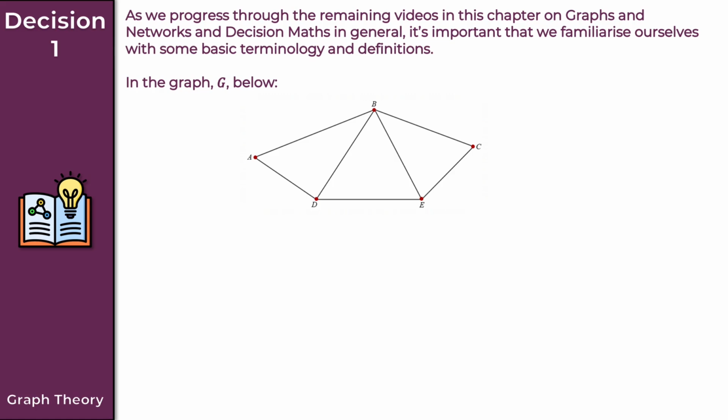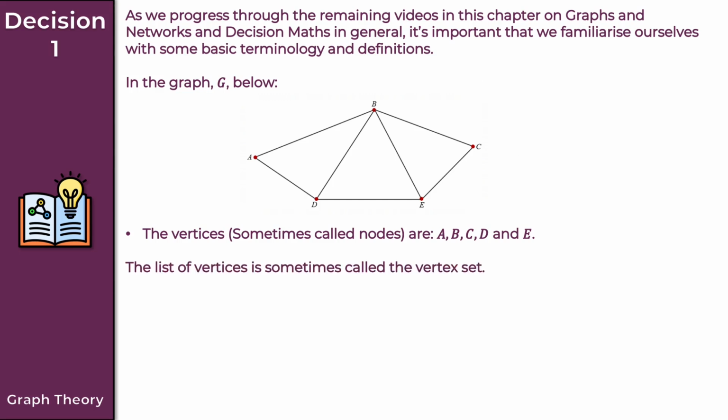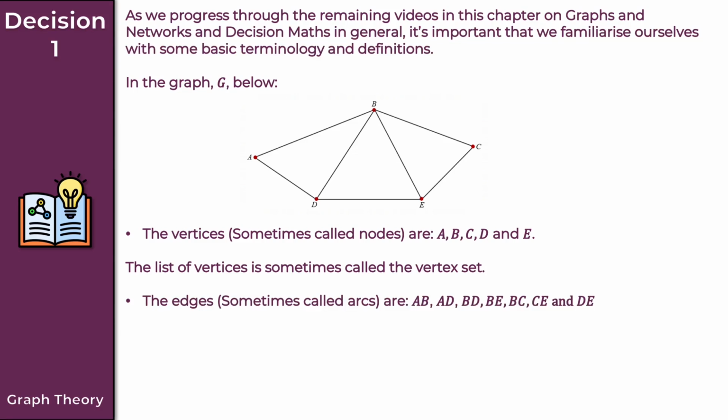So, in the graph G below, the vertices, which are sometimes called nodes, are A, B, C, D, and E. They're the points on our graph. The list of vertices is sometimes called the vertex set. And the edges, which are sometimes called arcs, are AB, AD, BD, BE, BC, CE, and DE. The list of edges is sometimes called the edge set.